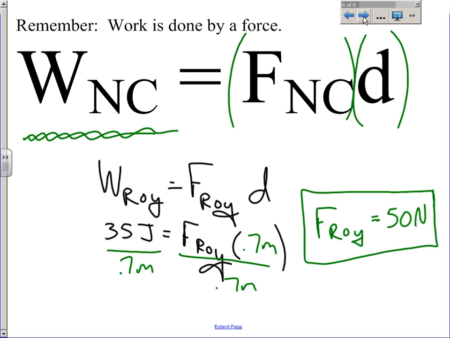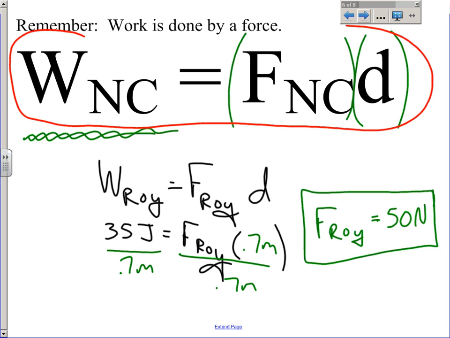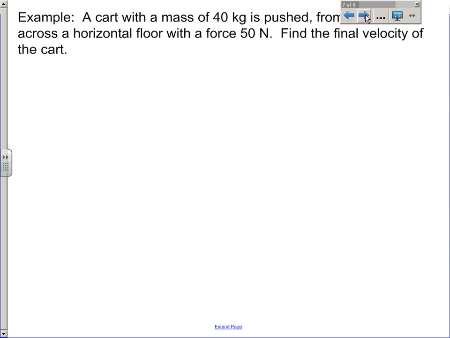So I want to do another example using this equation. I got a little sidetracked by exploring that last example, so let's explore this a little bit more. The work done by a non-conservative force is equal to that non-conservative force times the distance. So here's another simple example. It says a cart with a mass of 40 kilograms is pushed from rest 12 meters across a horizontal floor with a force of 50 newtons. Find the final velocity of the cart.